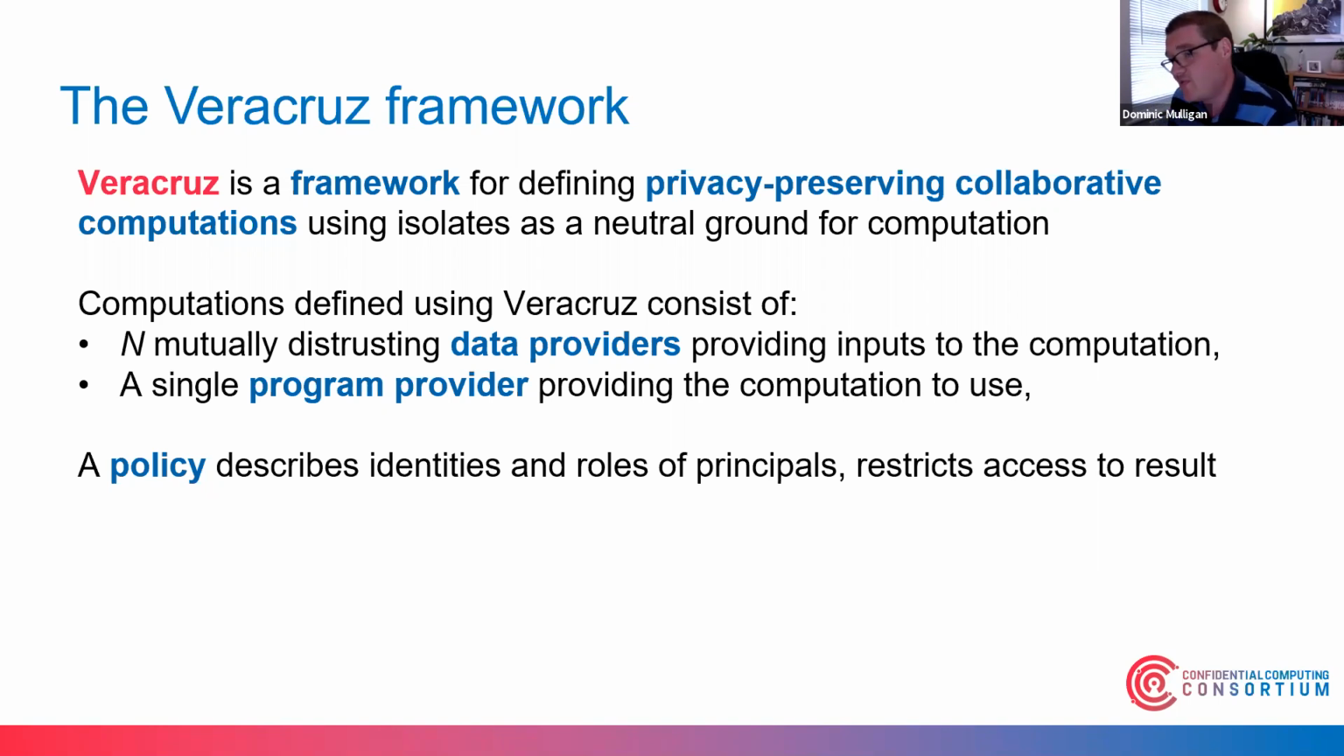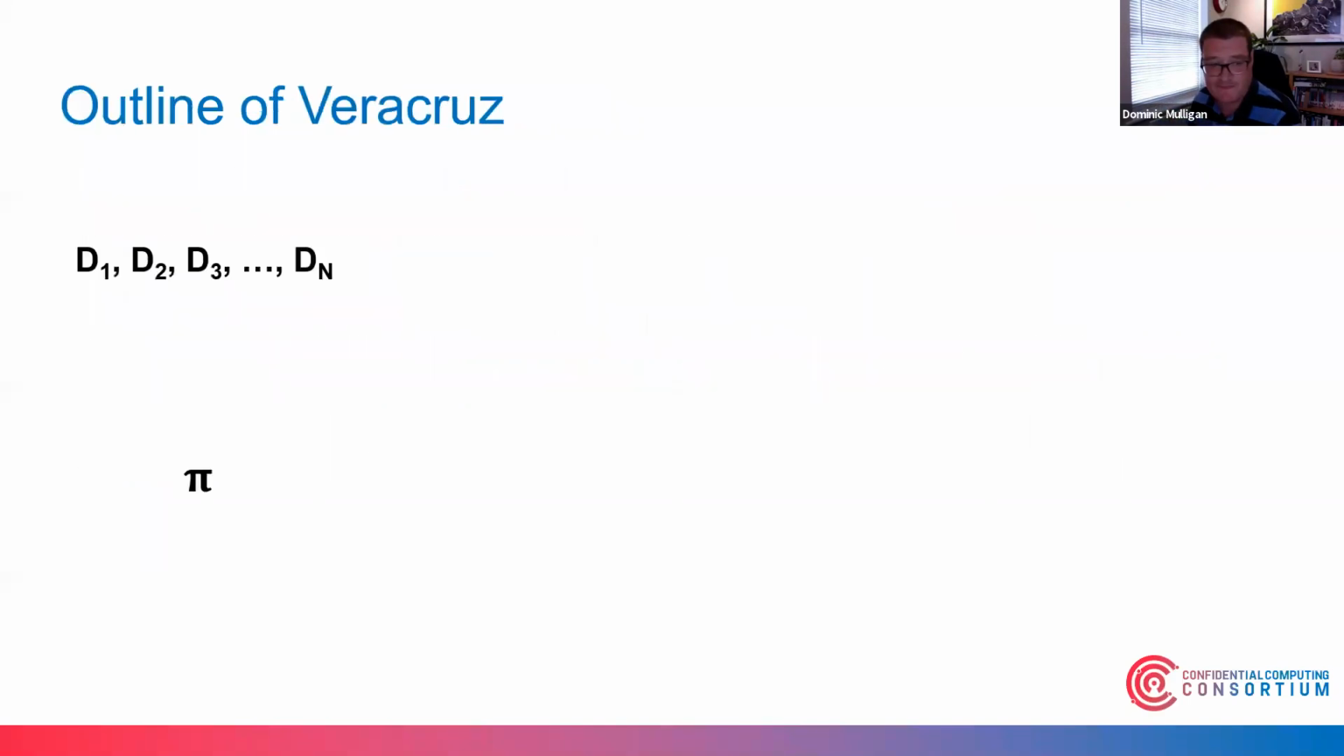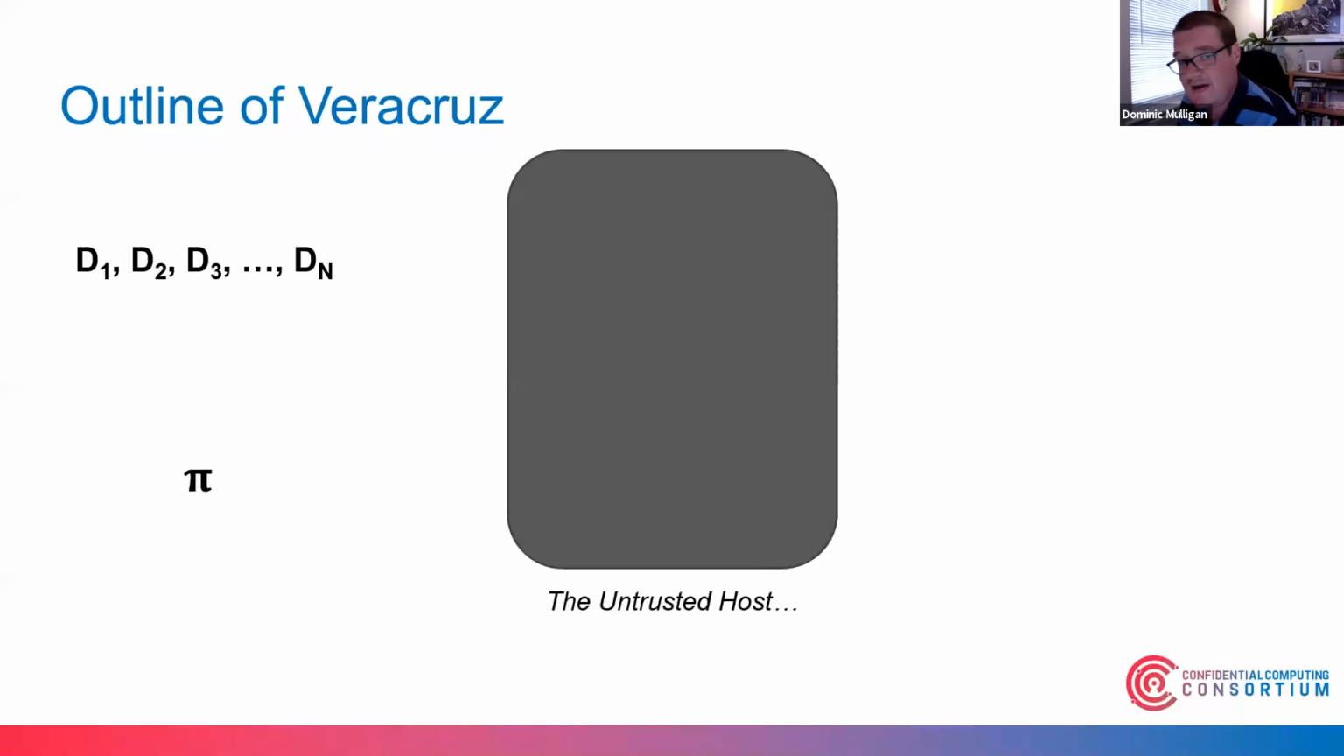So a principal or a collaborator can have a mixture of roles, and all those are specified in the policy. To give a very abstract, pictorial overview of what a Veracruz computation consists of, as I said, we've got these n+1 collaborators consisting of n data providers. Each one of those is contributing a data set, here D1 through Dn, as input, and they're paired with a program provider that's providing a function, denoted by pi here.